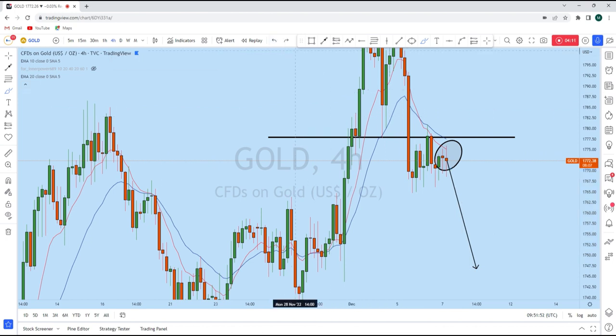So as soon as we find a suitable entry opportunity along this zone for a potential selling opportunity on gold, we will consider going short with a high probability trade setup with our students.